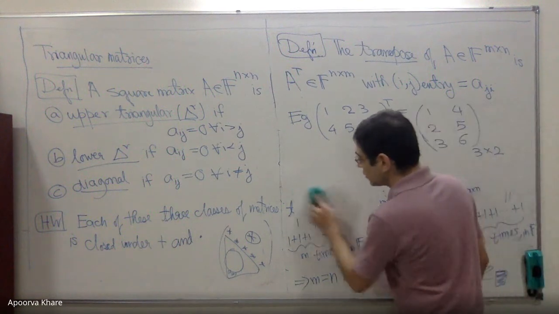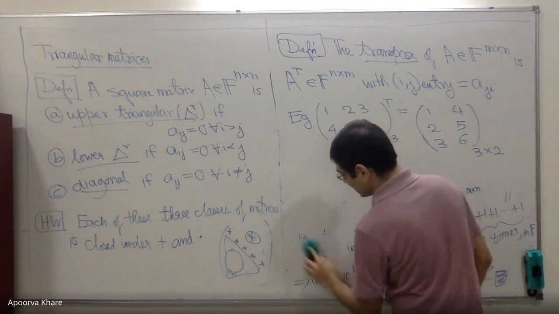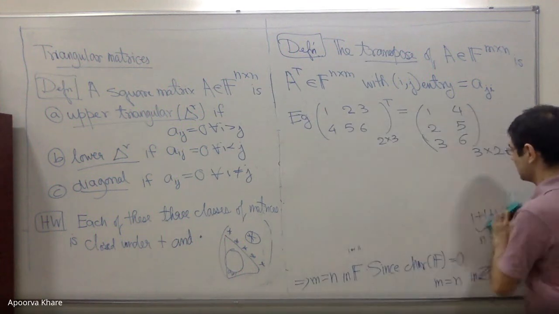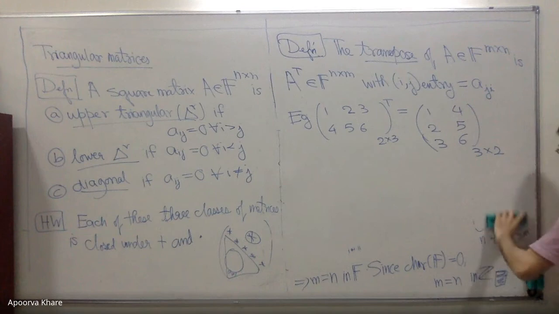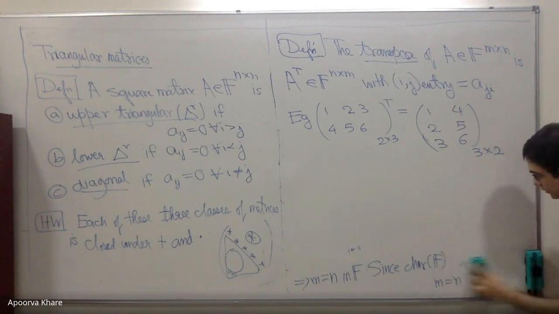Okay. So now here is the point, right? So clearly, a matrix is upper triangular if and only if its transpose is lower triangular.